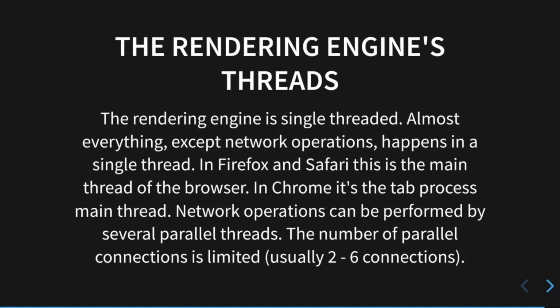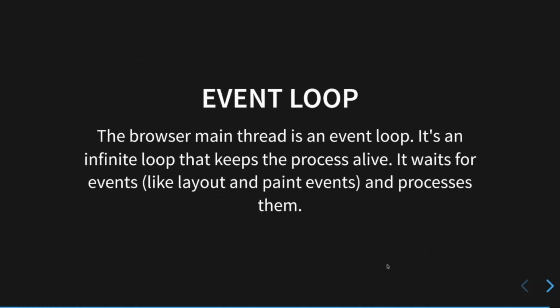The rendering engine's threads. The rendering engine is single-threaded. Almost everything except network operations happens in a single thread. In Firefox and Safari, this is the main thread of the browser. In Chrome, it is the tab process main thread. Network operations can be performed by several parallel threads. The number of parallel connections is limited, usually two to six connections.